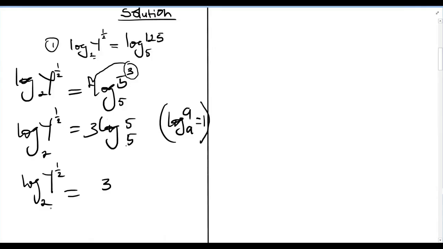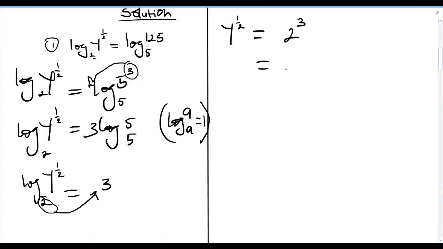So applying the definition of log, we change log to indices. According to the definition, the base is raised to the power. So we're doing a transformation from log to indices. This now becomes y to the power of half is equal to 2 to the power of 3. The base is raised to the power, so 3 here is the power, 2 is the base, and the log is y to the power of half, or 1 over 2.